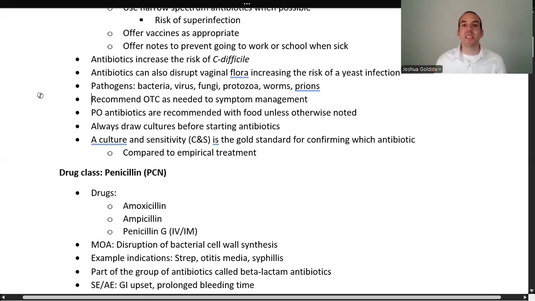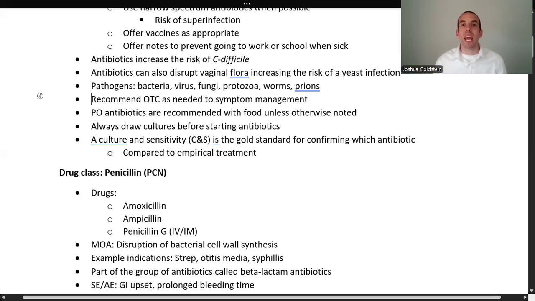All antibiotics, unless said otherwise, should be taken with food to prevent GI upset. When a patient has been prescribed to get cultures drawn from them, this is always done prior to giving antibiotics, because as soon as you give the antibiotics, you might kill off every pathogen in that sample of fluid that you're about to test, that you're about to culture.